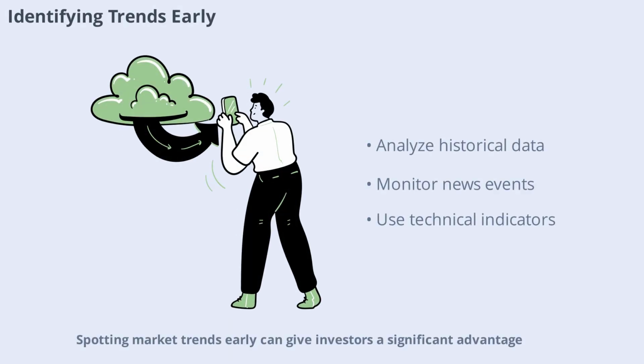Spotting market trends early can give investors a significant advantage. By analyzing historical data, monitoring news, and using technical indicators, investors can detect emerging patterns before they become obvious to the broader market. Early identification allows for timely entry or exit, maximizing potential gains and minimizing losses. It's not just about watching numbers, it's about understanding the underlying forces driving those numbers. This proactive approach is a hallmark of successful investing.